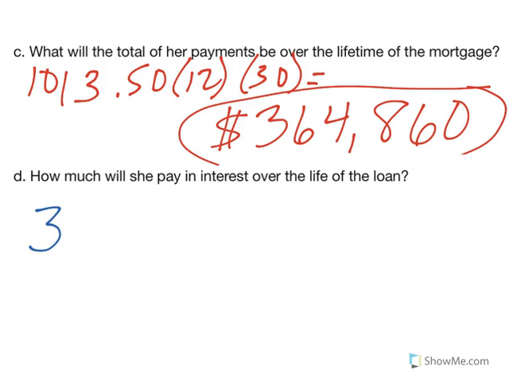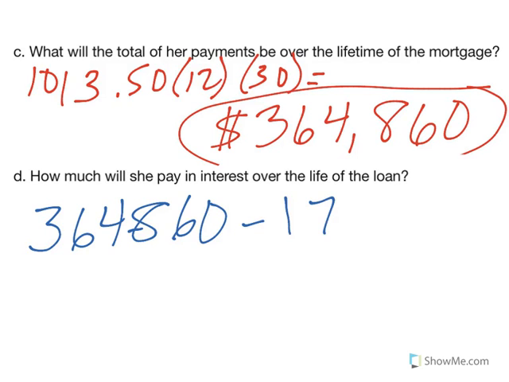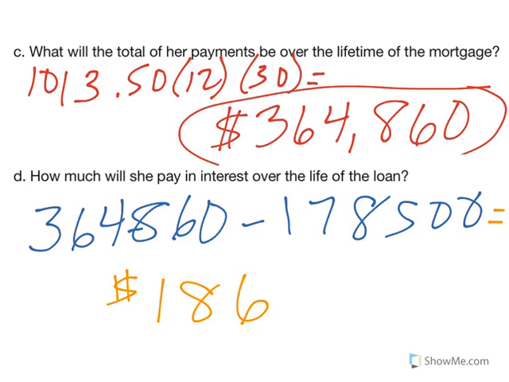So if she paid, right, the ending amount that she paid, $364,860, I'm going to take away the amount that she borrowed. So remember, she borrowed 178.5. You end up with an answer, depressingly, of $186,360. She is paying more in interest than she paid for the house over the course of that 30 years. So she could have bought 2 houses with the amount of money that she spent, which is very, very sad.